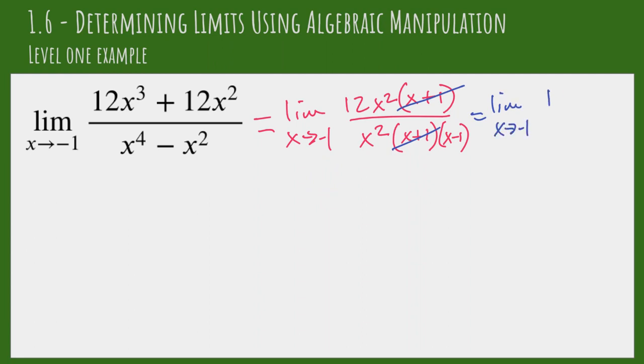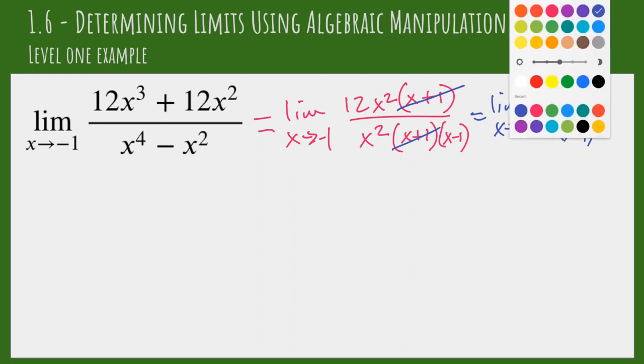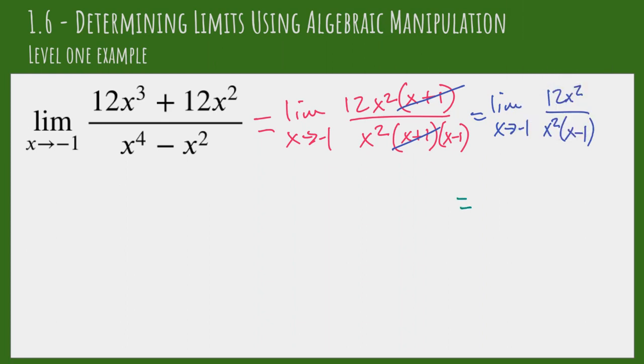this expression. So we get 12x squared on top over x squared times x minus 1 on the bottom. And after doing that canceling, now we can use direct substitution. And we get, now I'm plugging -1 in for x. I no longer need the limit on there because x is not going to be in my expression anymore. So 12 over, it's going to be 1 times -2, which is -6.